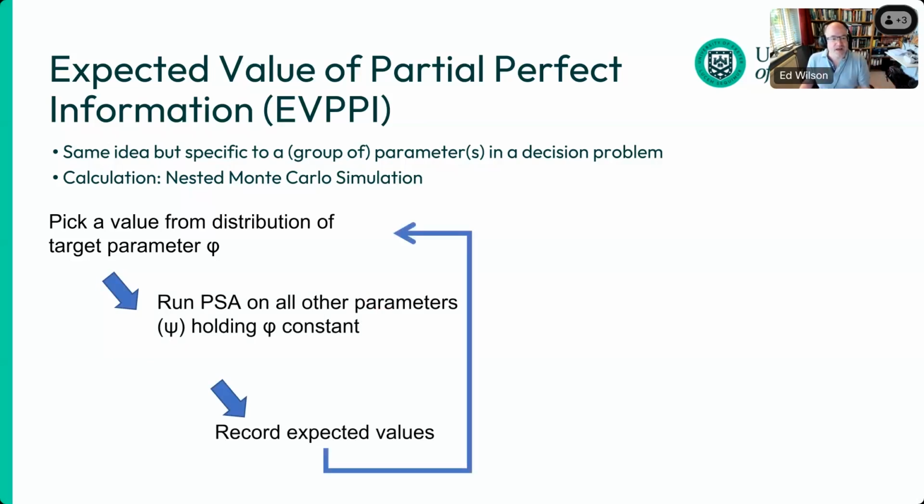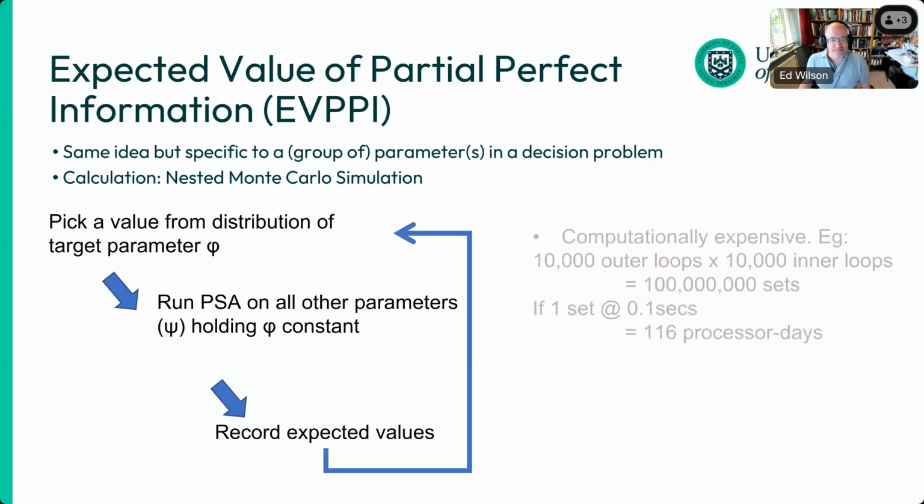We then repeat the whole thing again by sampling another value from our target parameter and say, well, okay, what if that is the true value? Repeat it again, record the expected values. And then you can calculate the EVPPI in the same way that you calculate the EVPI. I can go into more detail if there are any questions on that.